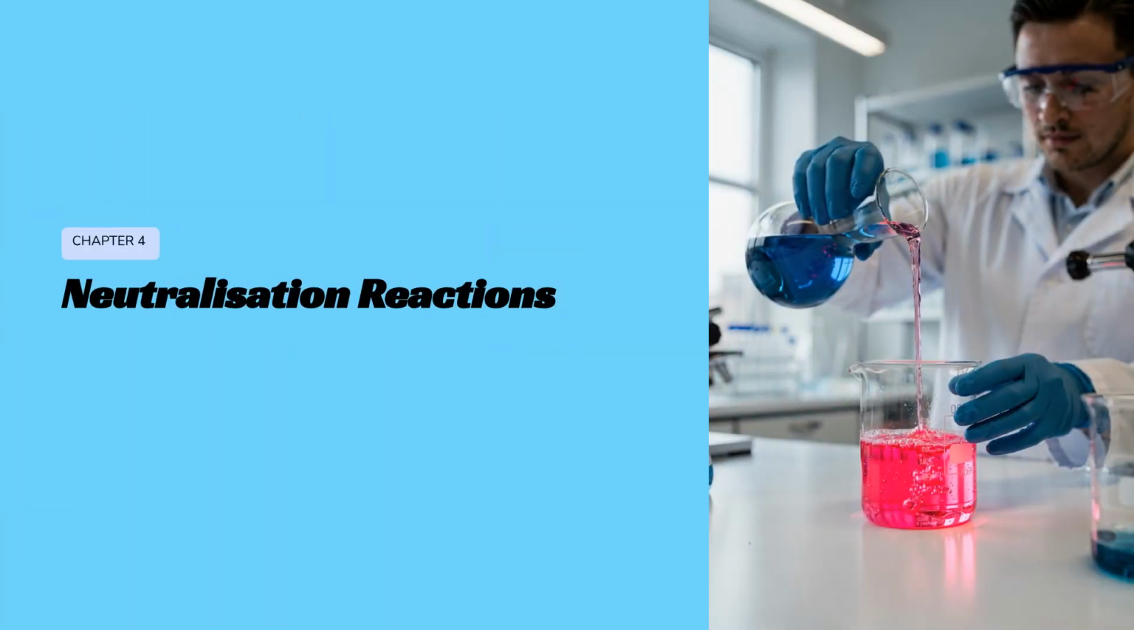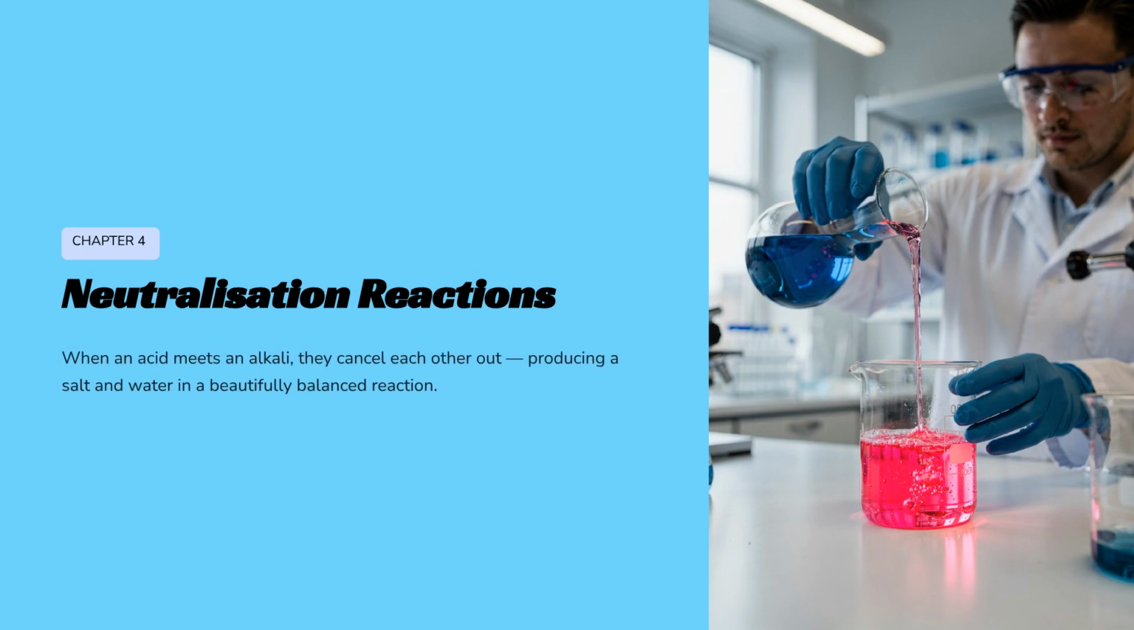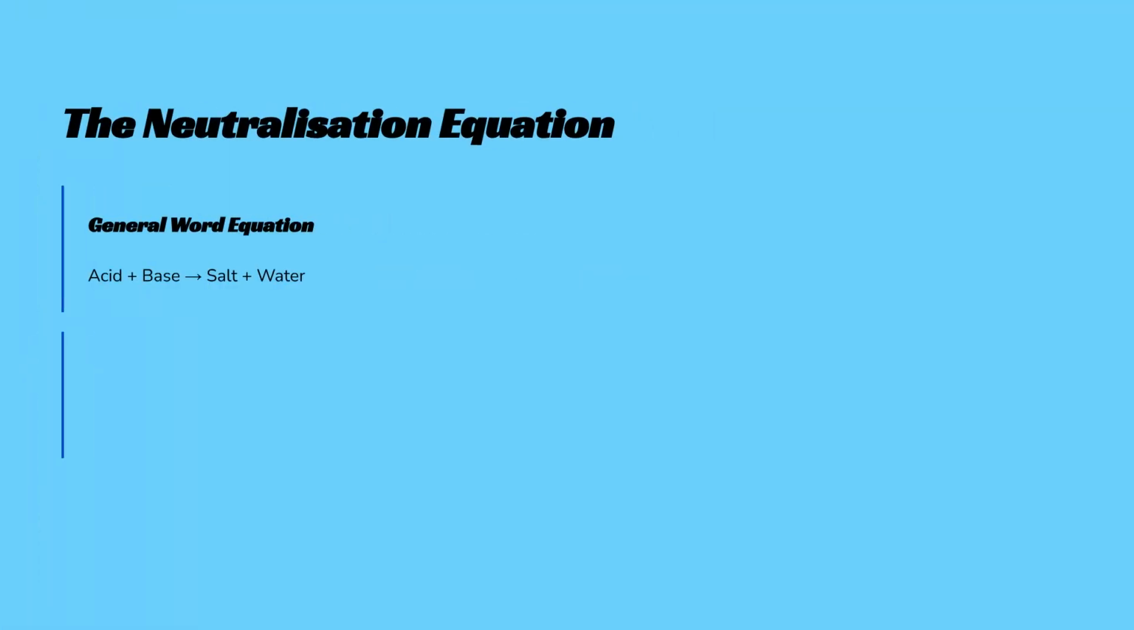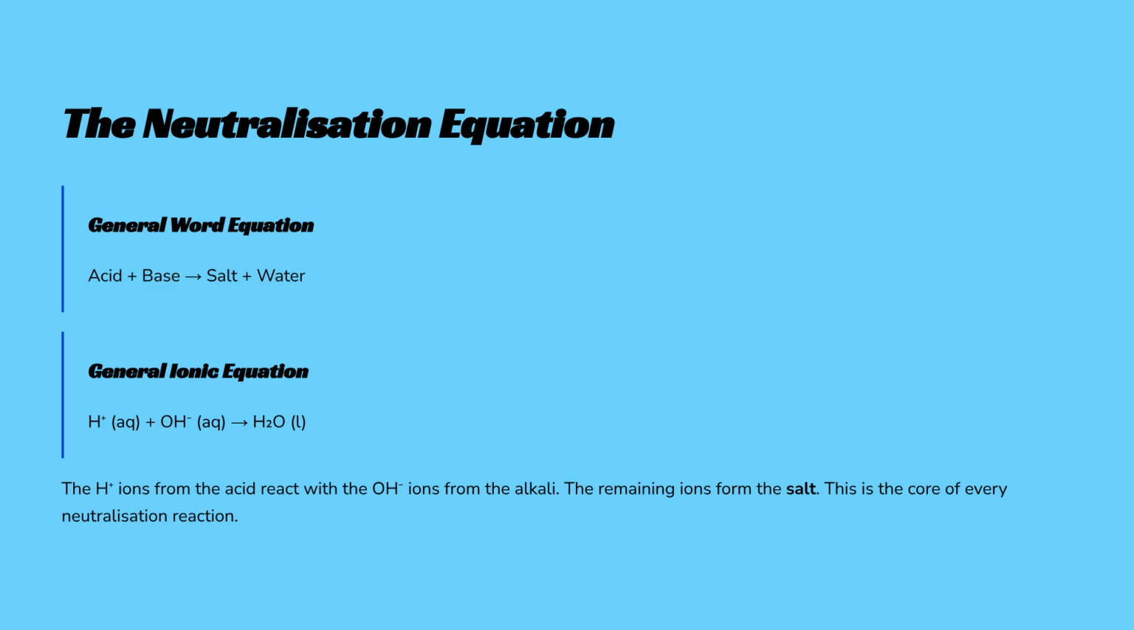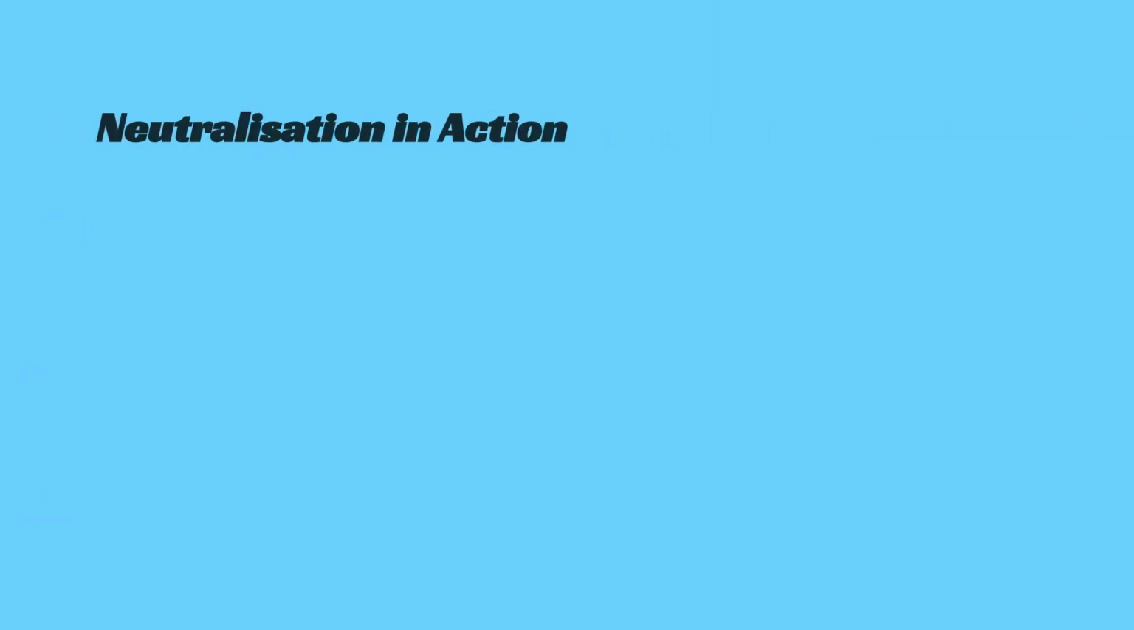Chapter 4 covers neutralization reactions. This is the process where an acid and an alkali react to cancel each other out, resulting in a salt and water. The general word equation for neutralization is acid plus base yields salt plus water. In the ionic equation, H+ ions from the acid react with OH- ions from the alkali to form water. The remaining ions form the salt.